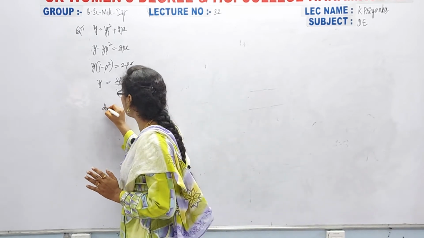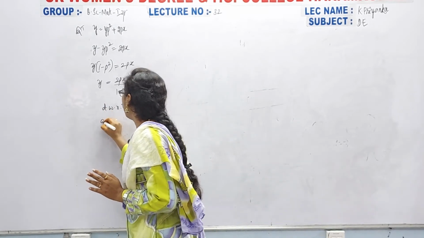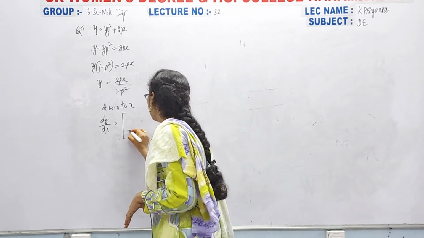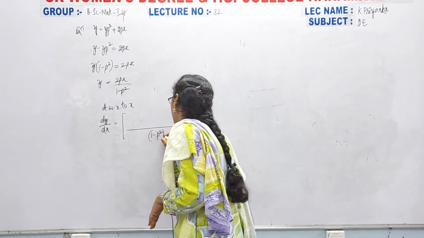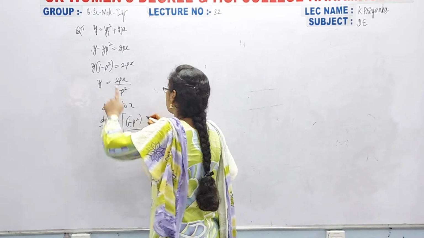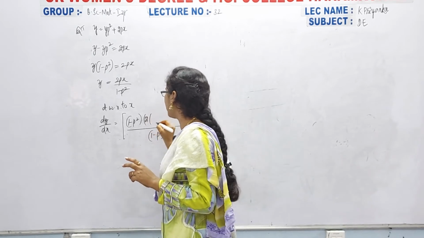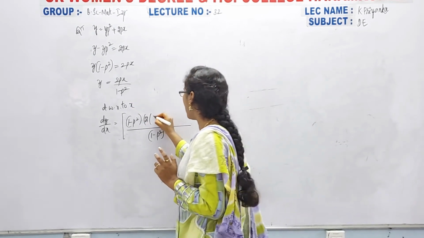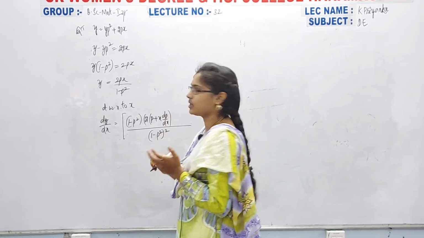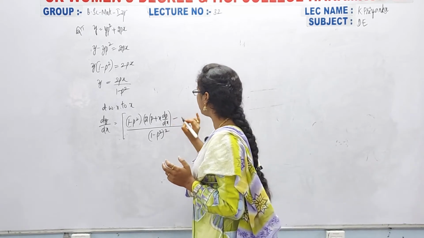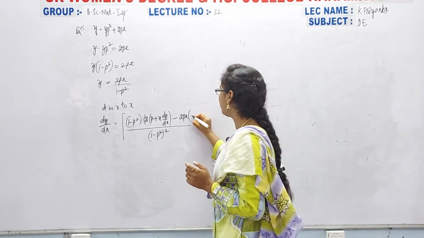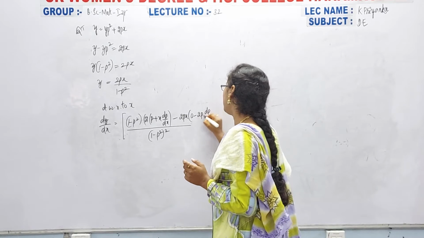So differentiate with respect to x, then dy by dx is equal to the u by v formula. First of all v square, that means 1 minus p square whole square. Okay, now v, that is 1 minus p square into u dash. So 2 is a constant, and next what we have, p into x, u into v formula, p into 1 plus x into dp by dx. Okay, then next minus 2px of 1 minus p square, so that is nothing but 0 minus 2p into dp by dx.